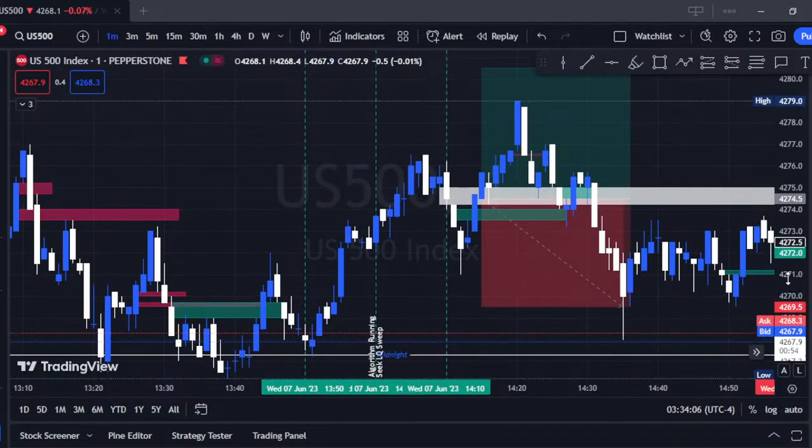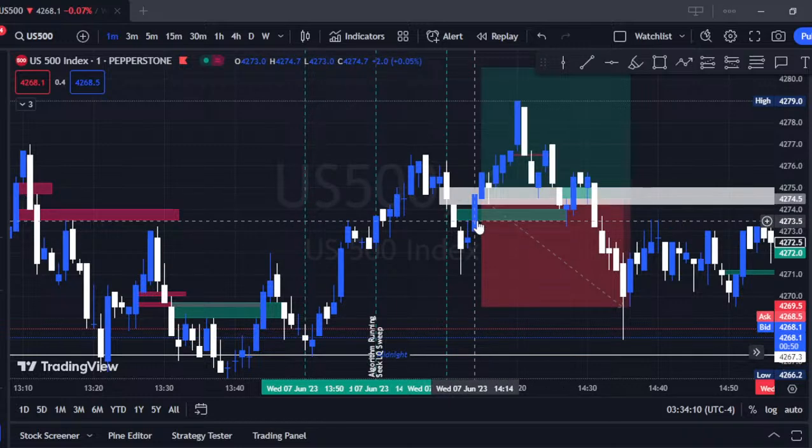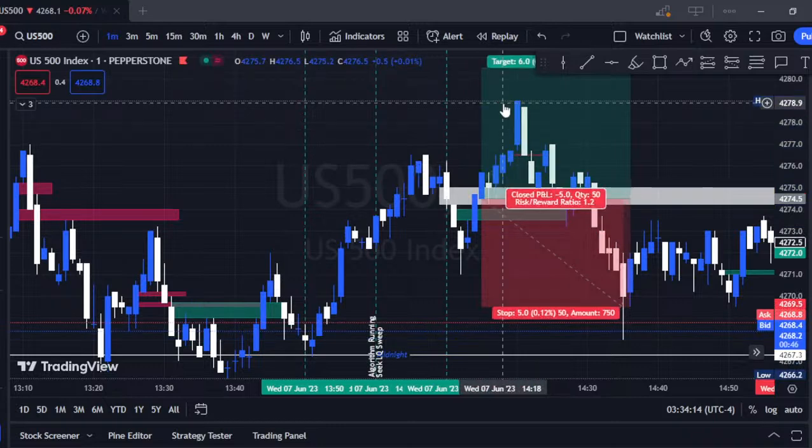Is there any better setup? Where should be the six handles from there? Oh no, it should be down low, right?